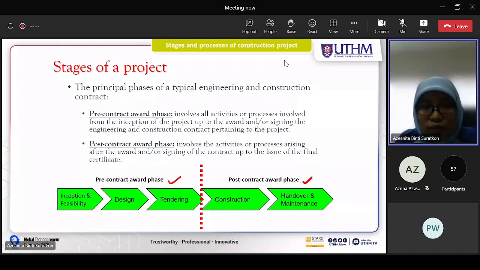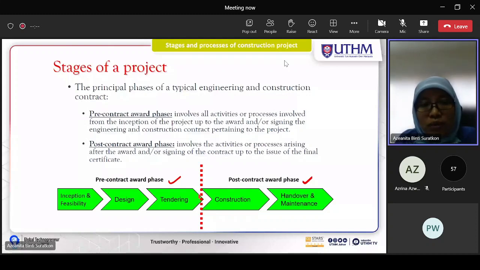Right, so pre-contract award phase involves all activities or process involved from the inception of the project, up to the award and or signing the engineering and construction contract pertaining to the project. Here, inception and feasibility, design, and then tendering. Okay, so this is where actually the contract is awarded to the contractor lah, for normal traditional contract.